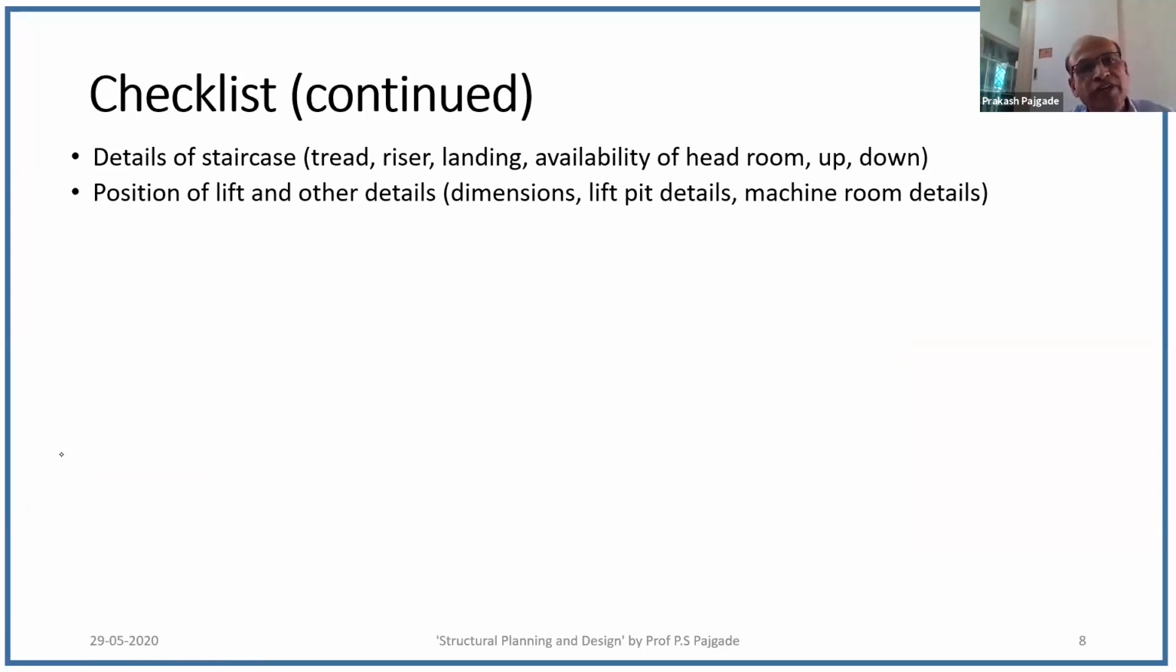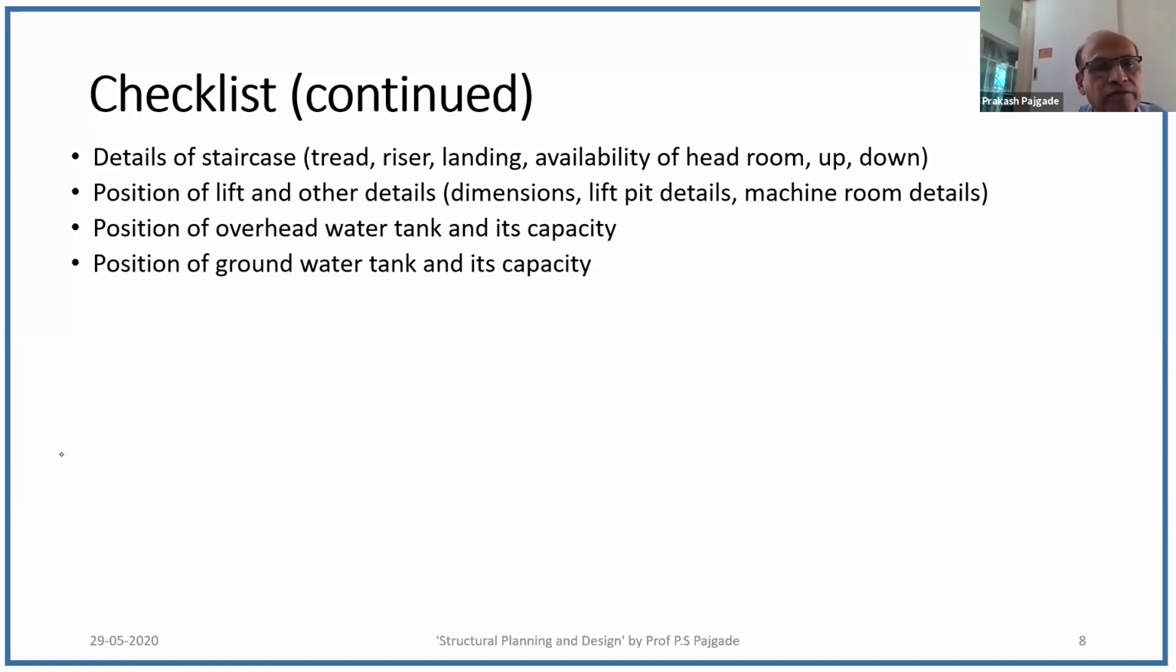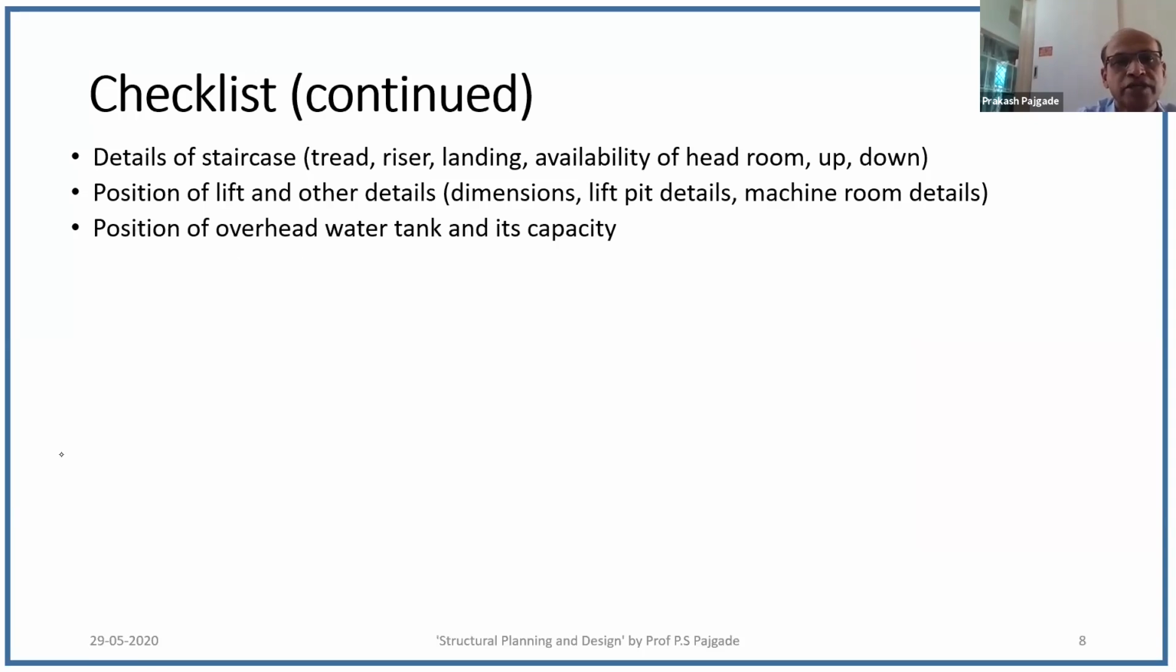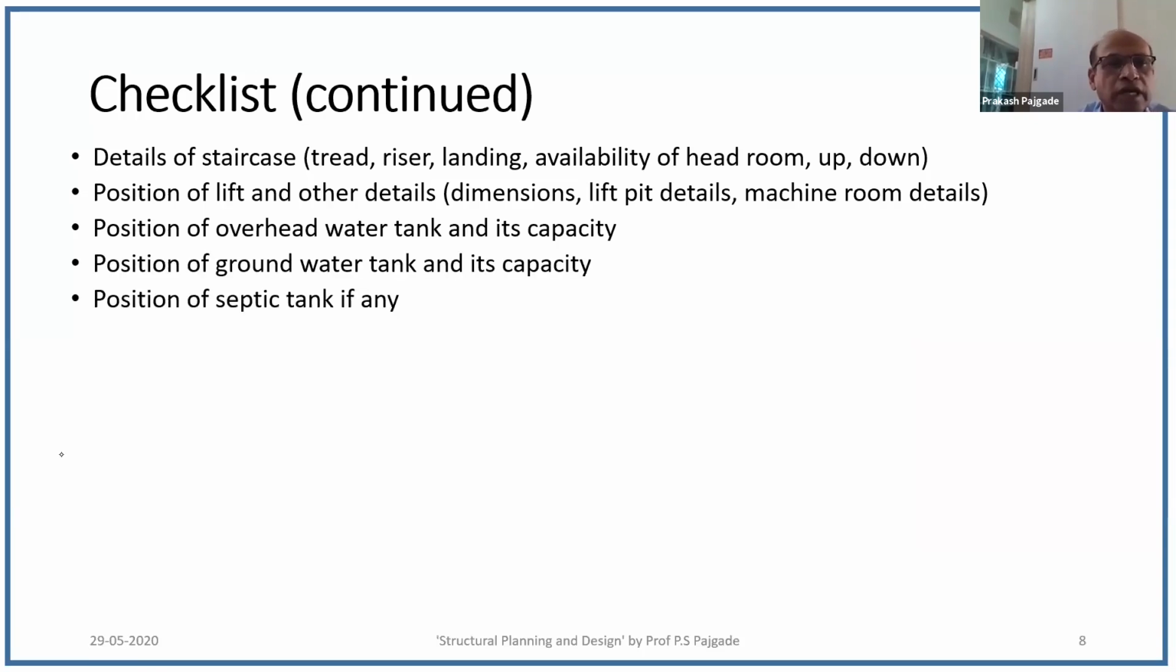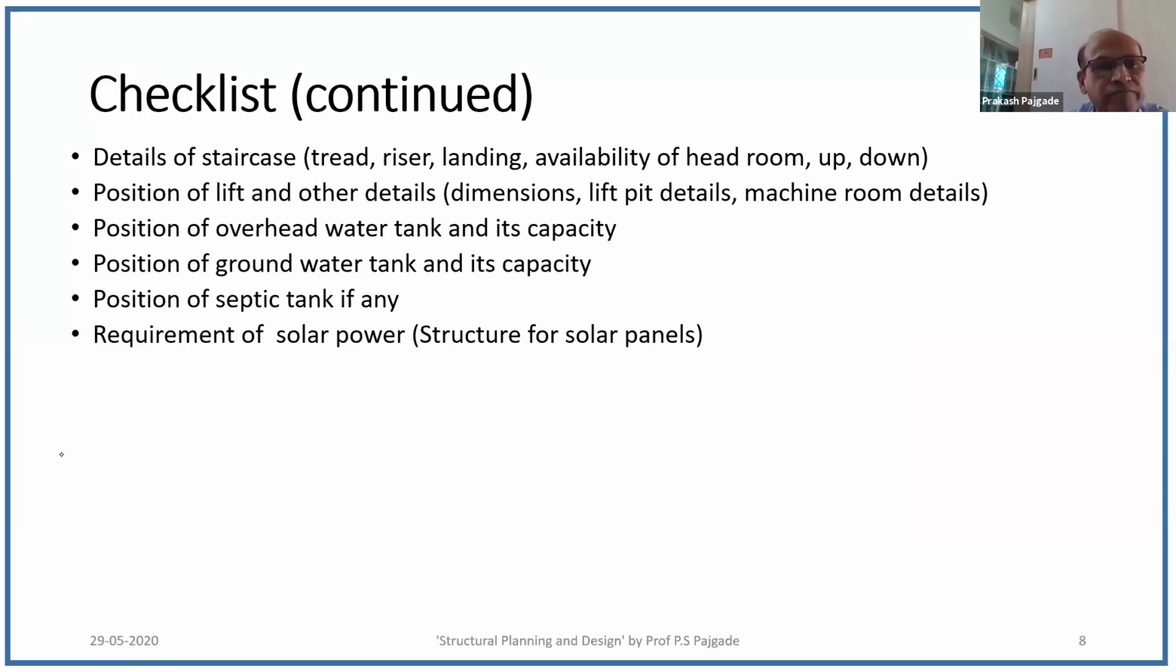Position of lift and other details. Then the position of the overhead water tank and its capacity, because we will have to calculate the weight of the water tank. So we must know the position as well as the capacity of the overhead water tank. Position of the underground water tank and its capacity. Then sometimes septic tanks are required, so we must know the septic tank and its location.